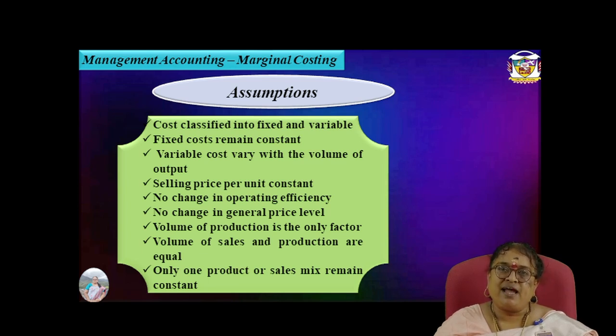So according to that, the cost is changed. That is called variable cost. Then at the same time, the selling price per unit is constant. We have to assume selling price per unit is constant.